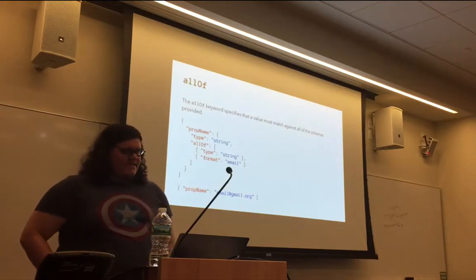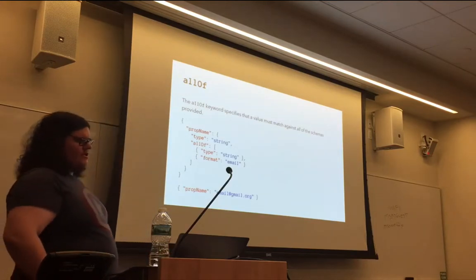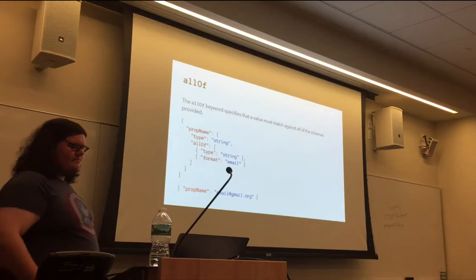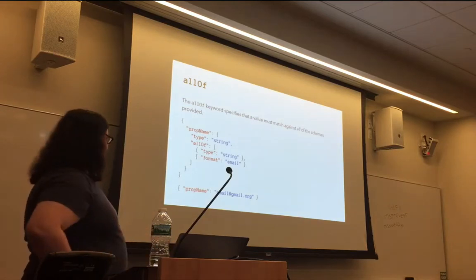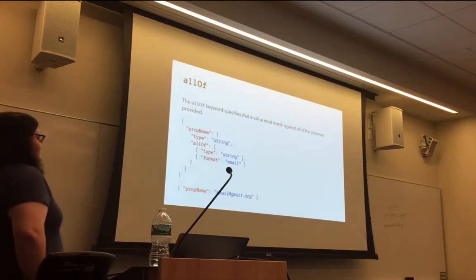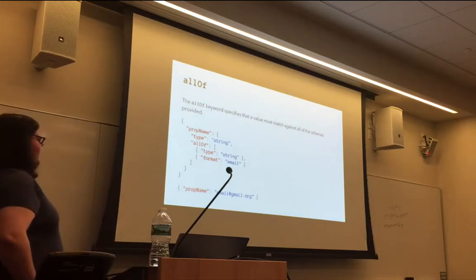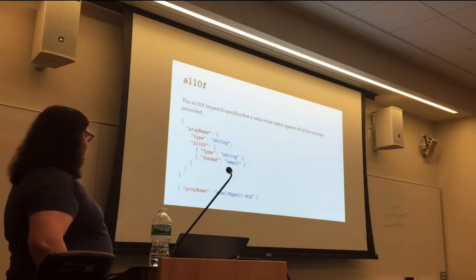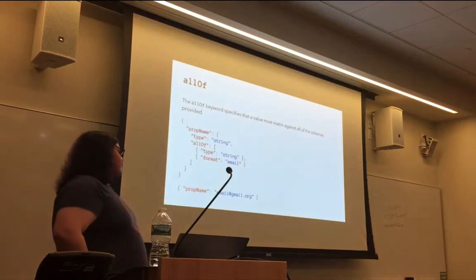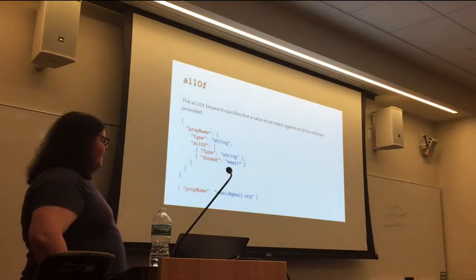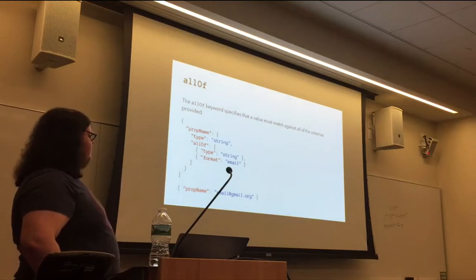Here's a bit of a contrived example. We have a property underscore prop name. It has a type of string. That first type is redundant. I probably should remove that. In all-of, however, we're specifying two schemas here. We're specifying a schema that the type is string, and we're specifying another schema that the format is email. The only way this is valid is if we're providing a string email address.